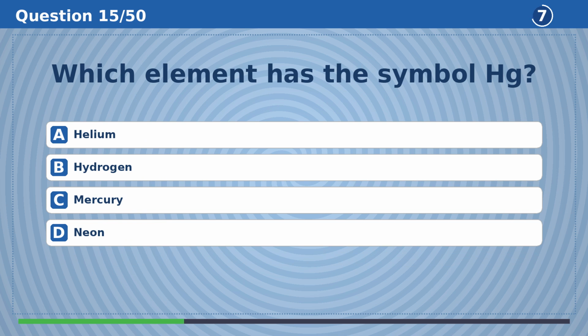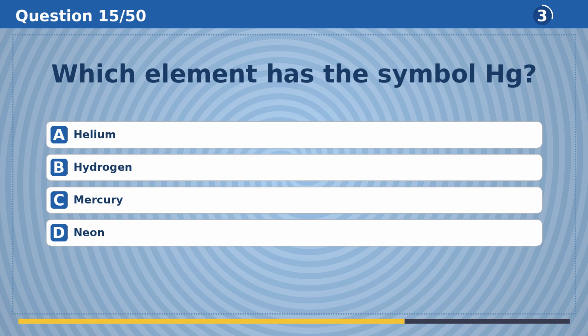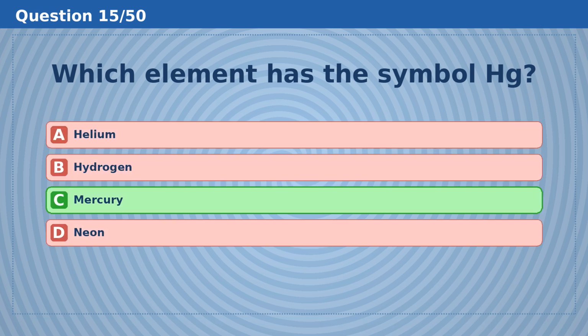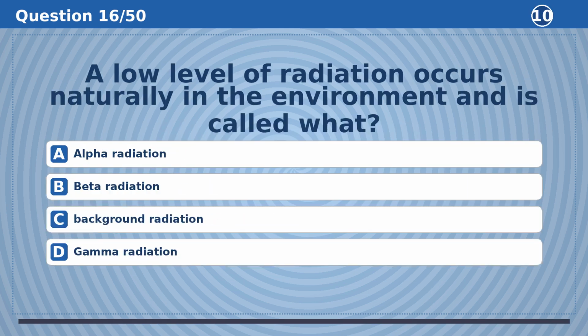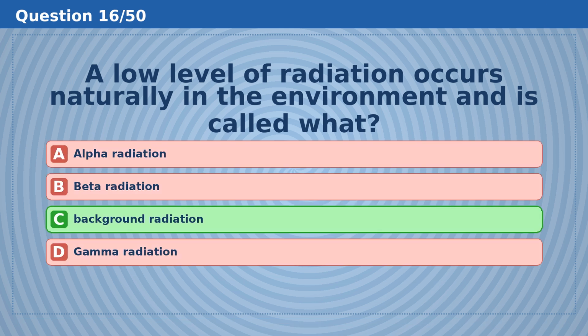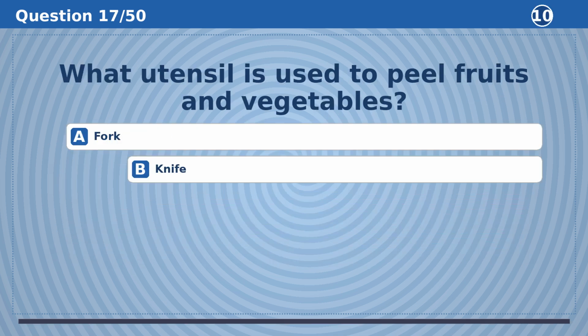Which element has the symbol Hg? The answer is C. Mercury. A low level of radiation occurs naturally in the environment and is called what? The answer is C. Background radiation.